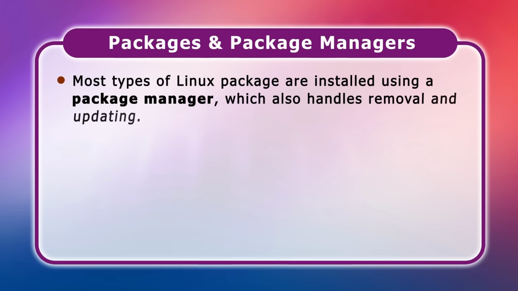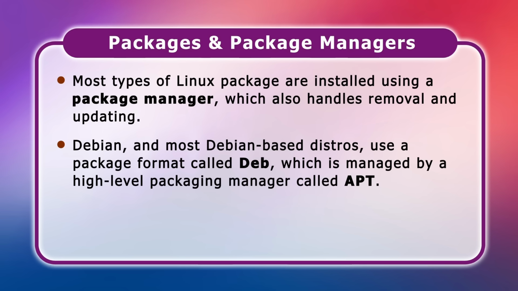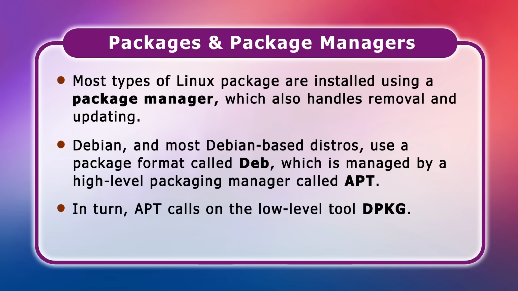Most types of Linux package are installed using a package manager, which also handles removal and updating. So, for example, Debian and most Debian-based Linux distros use a package format called Deb, which is managed by a high-level packaging manager called apt. And, in turn, apt calls on the low-level tool dpkg.